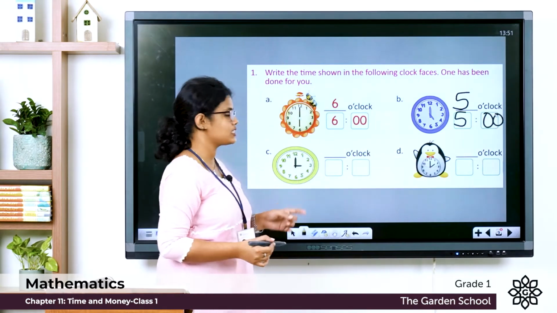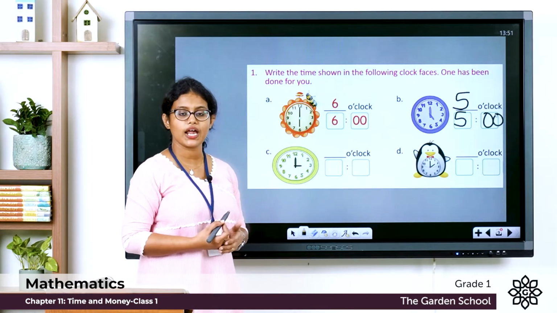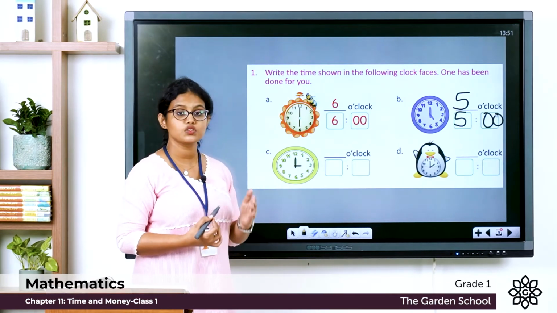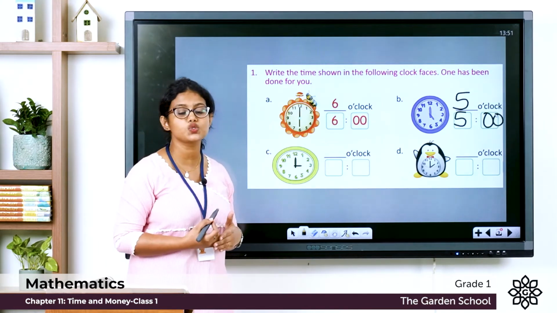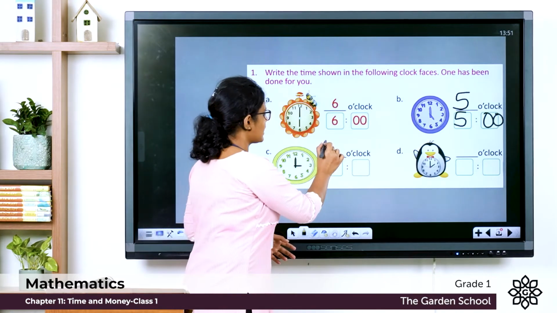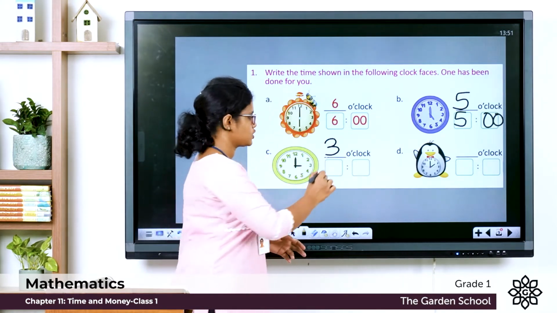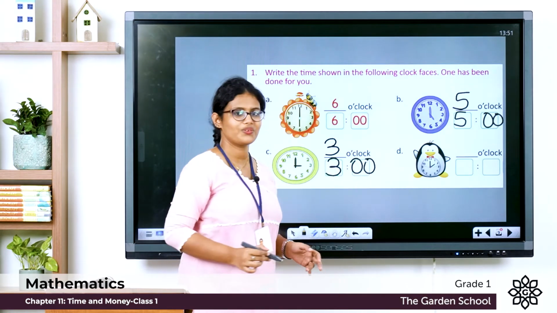Fine. See the next one. The hour hand points to which number? 3. And where is the minute hand? It is exactly at 12. So what time is it? It is 3 o'clock. So let's write here 3. Here also 3 colon 0 0.